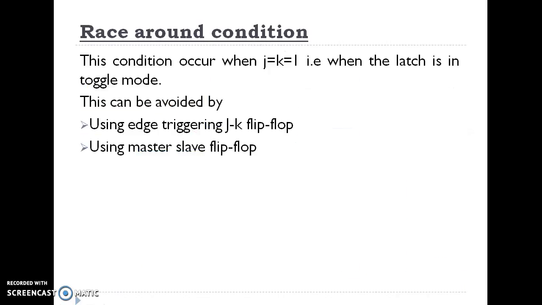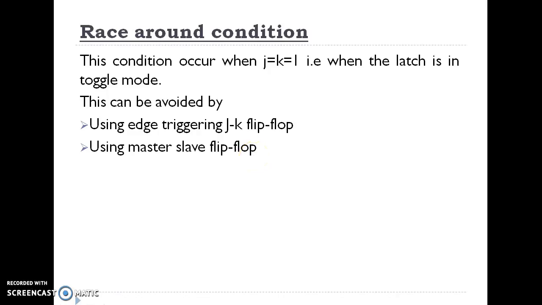One of the problems with the JK flip-flop is the race around condition. That is, for the input combination J equal to 1 and K equal to 1, the output toggles several times during the same clock pulse, and that is not expected. So we can eliminate the race around problem by using two methods. One is by using an edge triggered flip-flop, another method is by using a master slave flip-flop.